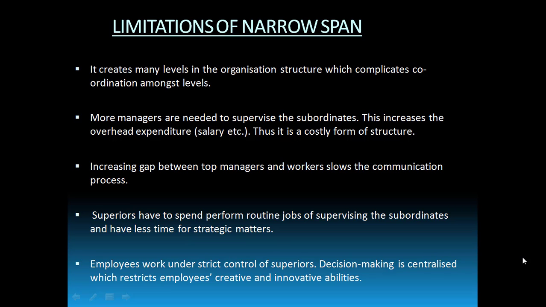And the final one is employees here in narrow span of control work under very strict control and supervision of the superiors. So what is happening? The decision making is centralized here. That is, the decision making power is with the superiors. The subordinates here don't have much power to take the decisions, which restricts the employee's creativity and innovative abilities. Right? So these were a few of the limitations of narrow span of control.